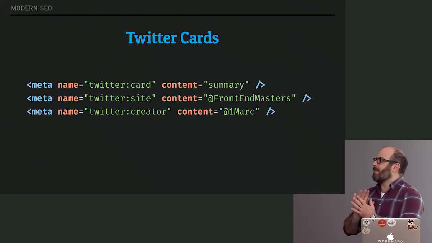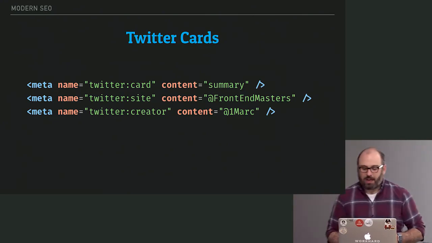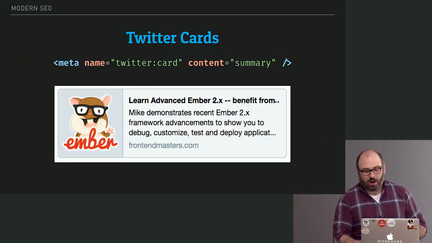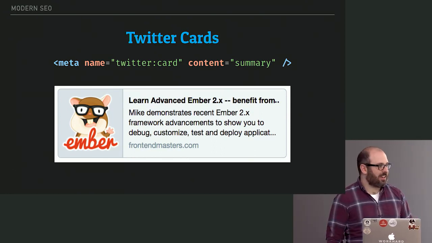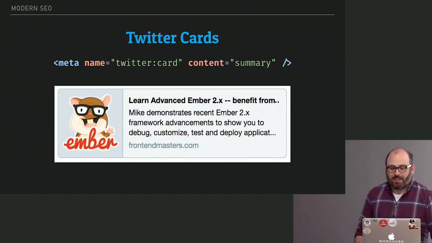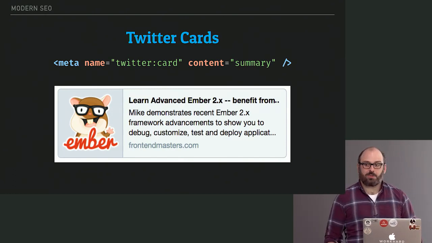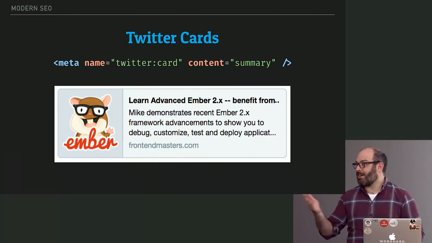But first, let's talk about these three tags. So we've got card, site, and creator. When we think about card, this is almost like the equivalent of the og:type meta tag that we use for Open Graph. And this really has a big effect on how your card is rendered.